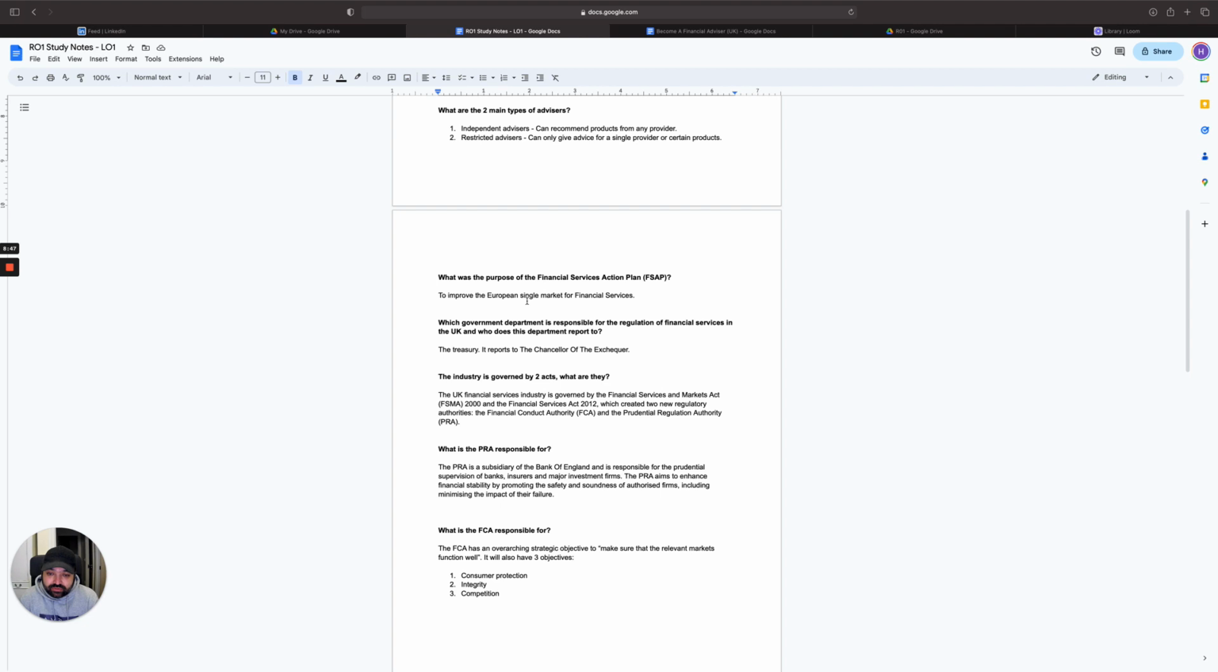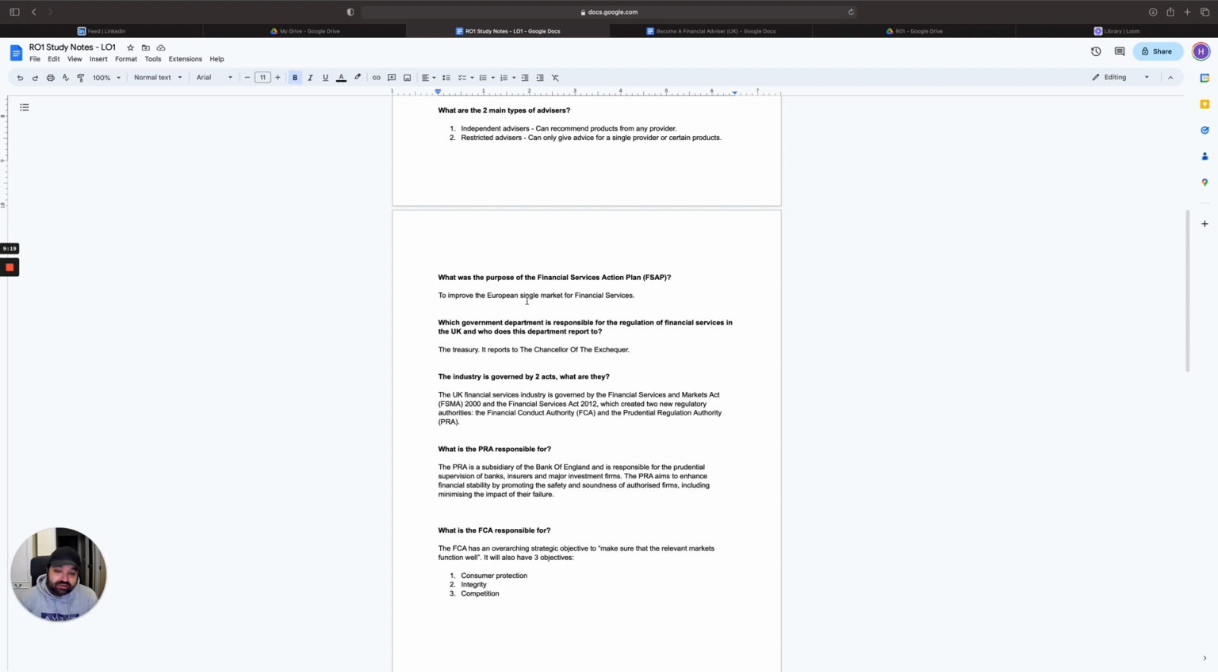The industry is governed by two acts. What are they? I'm not great at remembering these things. The UK financial services industry is governed by the Financial Services and Markets Act, FSMA, from the year 2000, and the Financial Services Act 2012, which created two new regulatory authorities. I think these are more important than the acts, maybe: the Financial Conduct Authority and the Prudential Regulation Authority.